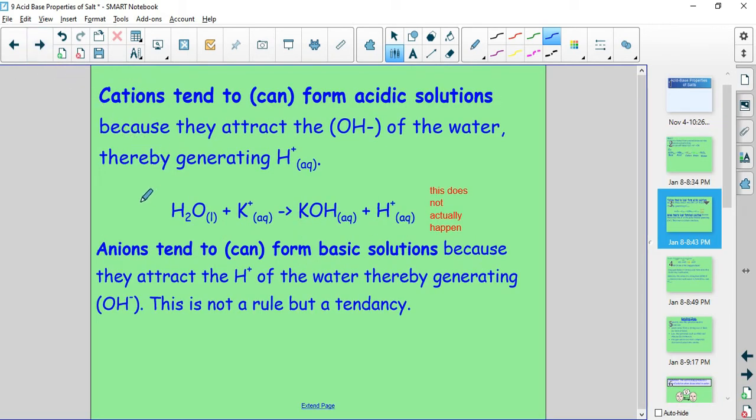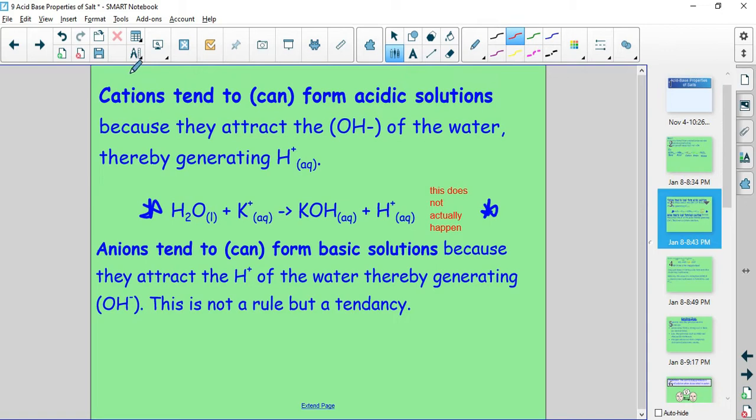On this slide, I want you to pay attention to the idea behind what cations and anions can tend to do, and not so much this example. This example itself, this reaction, does not actually happen. We can talk about that later. What would actually happen in reality is not this. But the idea behind how cations and anions can react is what I want the focus to be.